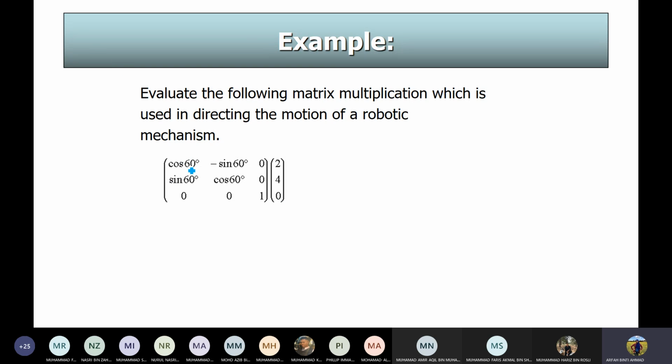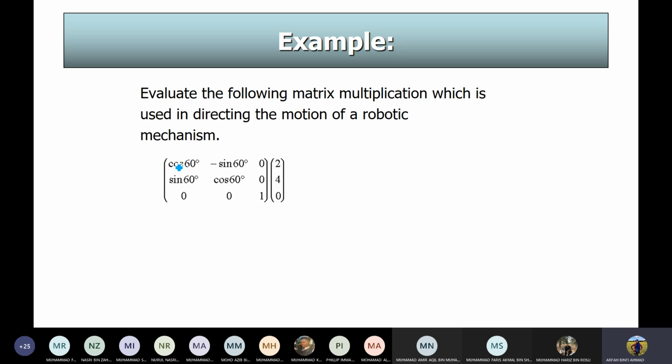So it moves, for the first movement, from cos 60, sin 60, 0. And the second movement from negative sin 60, cos 60 and 0. And the third movement, the third direction, from 0, 0, 1. So we want to see how its movement changes. This data, cos 60, sin 60, 0, you collect from an experiment.